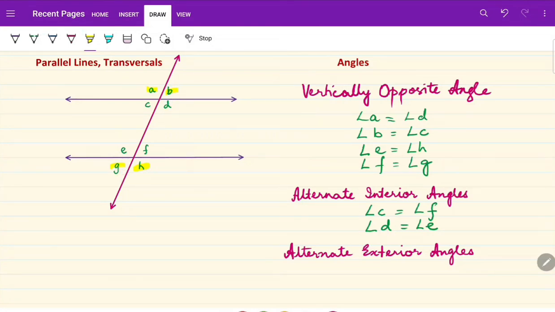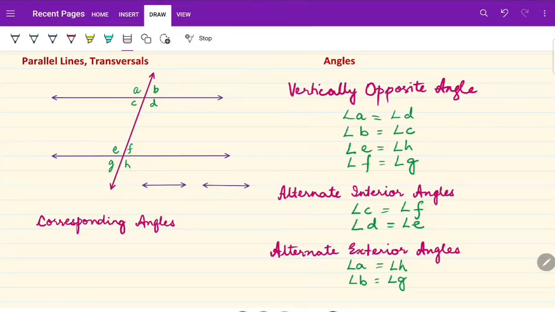So let's write that here. Angle A, the exterior angle, will be equal to the alternate exterior angle, which is angle H, and angle B will be equal to angle G.